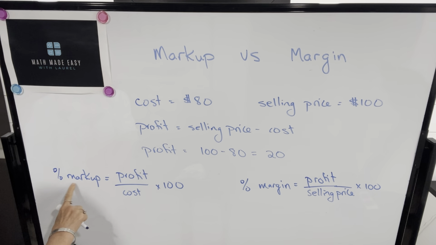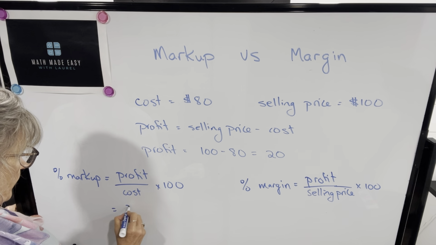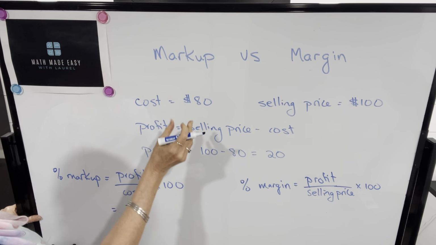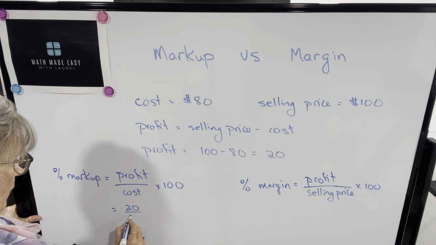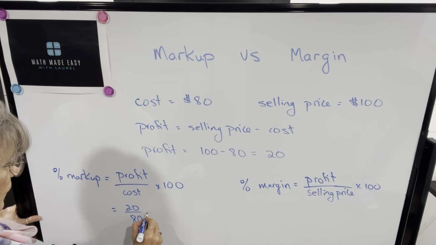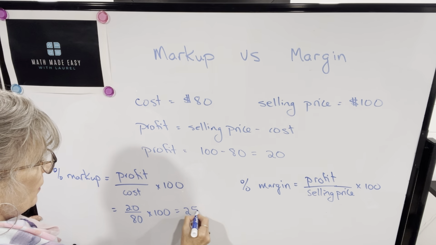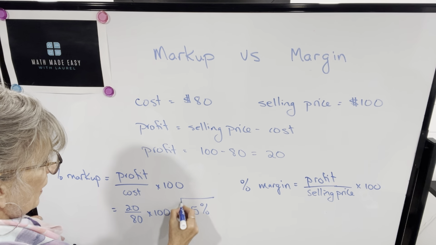So to find the percent markup, we take the profit of $20. Our base that we use is cost, which is $80. We divide 20 by 80, we get 0.25, but to express it as a percent, we multiply by 100. So we will have a percent markup of 25%.